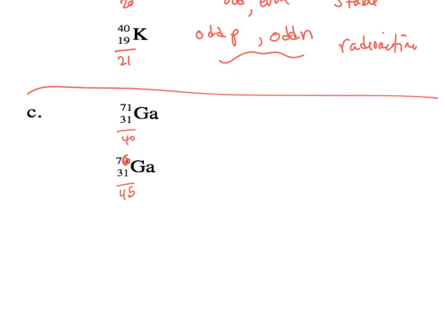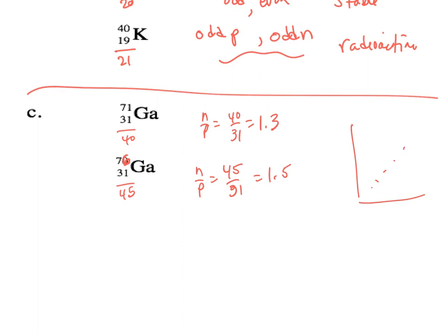Okay, you could stop there, but if you keep going with your analysis, you look at your N over P ratio here: 40 over 31, which is 1.3. And for this one, N over P is 45 over 31, which is 1.5. So there's an increase in the N over P ratio. And you have to go back and look at the band of stability. Remember, you have protons and neutrons. Okay, so let me change color here.